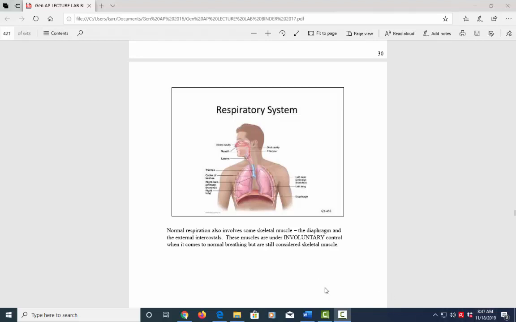So when we look at the muscles involved with the respiratory system, there's both smooth muscle and skeletal muscle that are involved in respiration. And the skeletal muscle is the diaphragm and the external intercostals. These muscles are under involuntary control, so they're acting without our knowledge, and they are constantly changing the volume of the thorax to allow the lungs to inflate with air as we inhale, and then deflate as we exhale. So we'll talk about these processes when we get specifically into the mechanics of breathing.